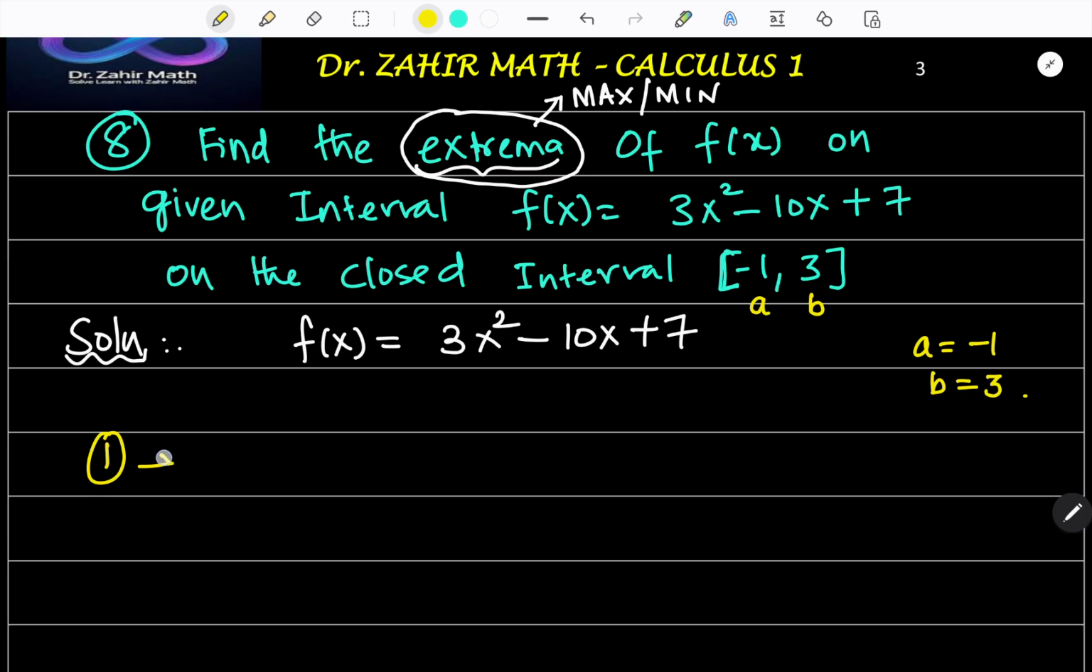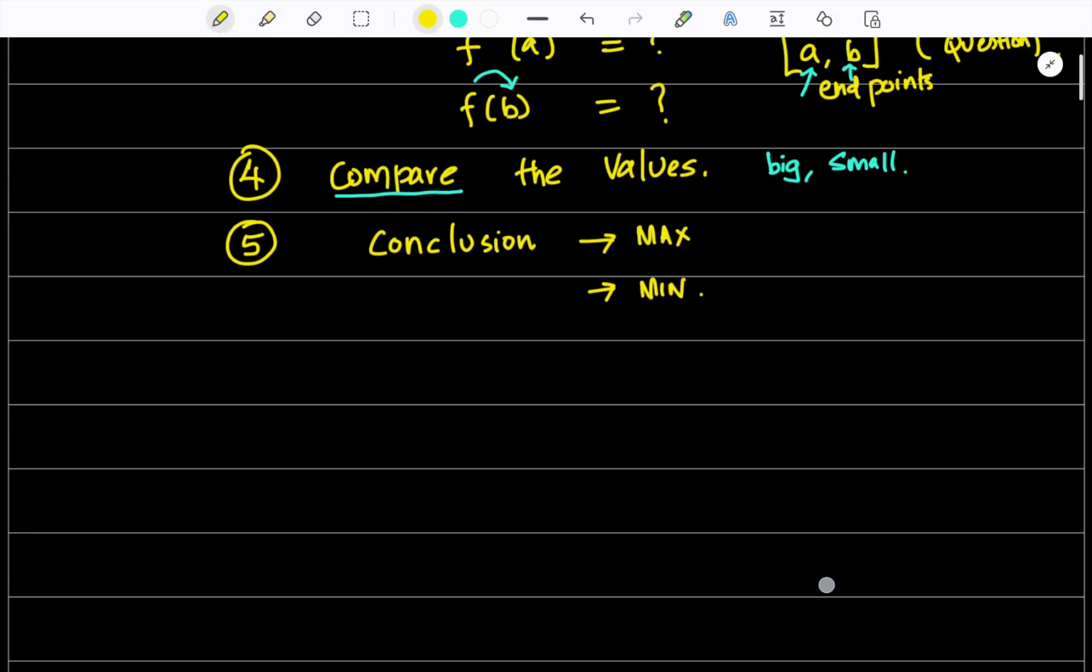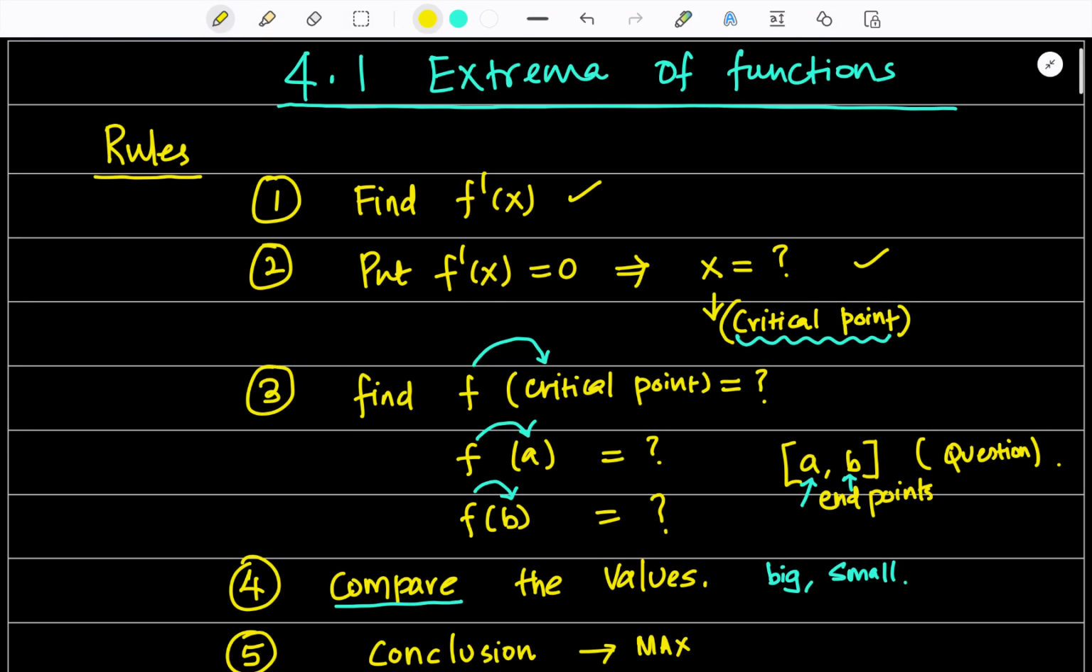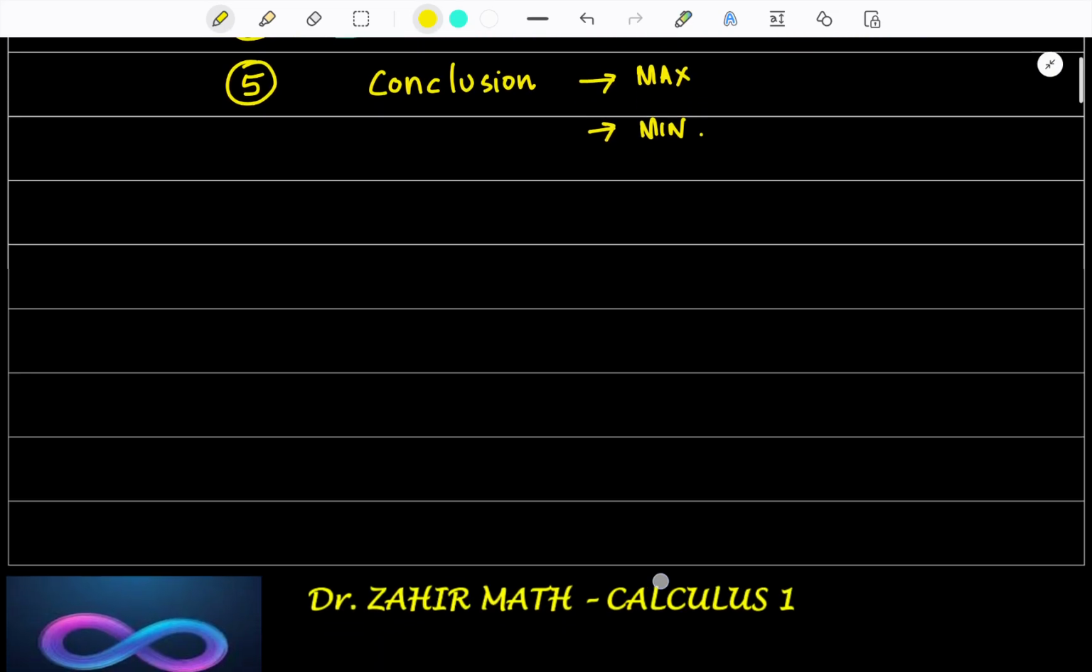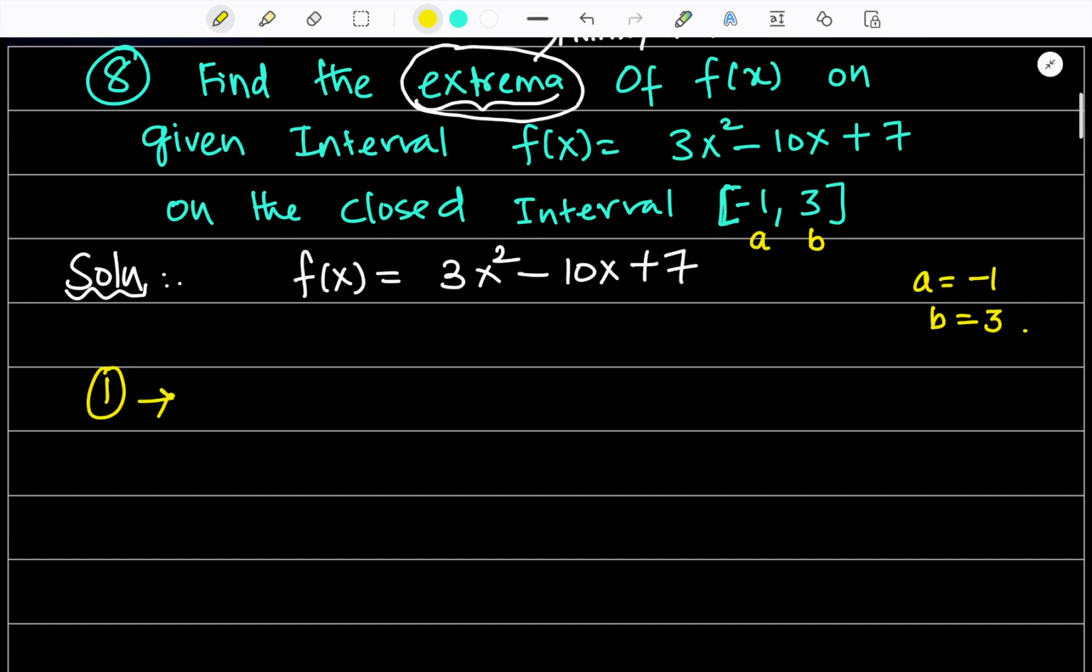Step number 1, what did I say? Let me go back again carefully. Listen carefully. Step number 1: find f dash of x. Step number 2: f dash of x equals 0. Step number 3: three things you have to find. Step number 4: compare. Step number 5: conclusion. So let's go to step number 1.